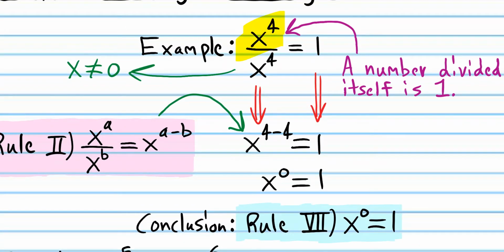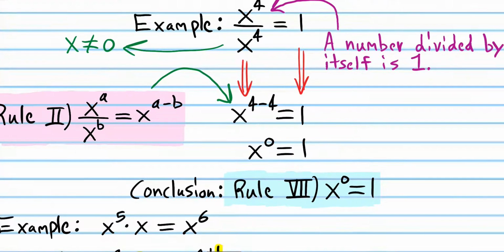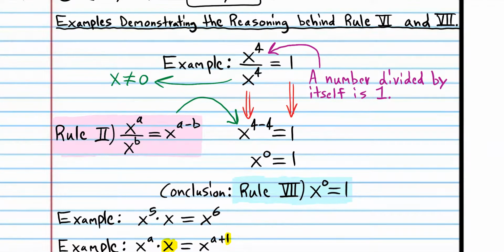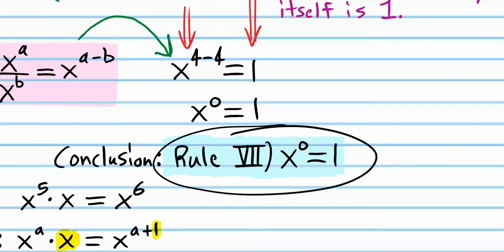This expression up here in yellow now changes to this expression based on rule number 2. So now we're subtracting the exponents. But that expression still has to be equal to 1, just like this expression is equal to 1, right? So now we subtract those exponents, and look what we get. X to the 0 must equal 1. So that's just one example to demonstrate the reasoning behind the idea that x to the 0 is always equal to 1. You see, we have that conclusion there.